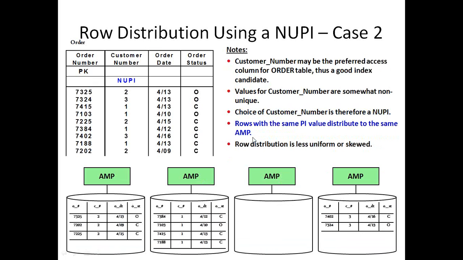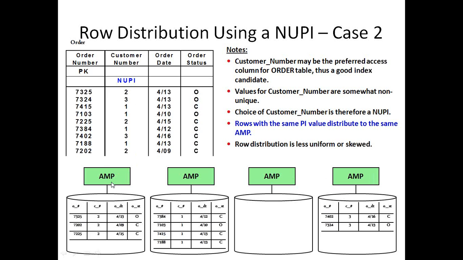Okay, and let's suppose I have identified that customer number is being used more in the retrieval queries of this order table. So I choose customer number as a non-unique primary index. I have dropped my table and recreated it with customer number as the non-unique primary index. How many unique values are there in the customer number? 1, 2, and 3.